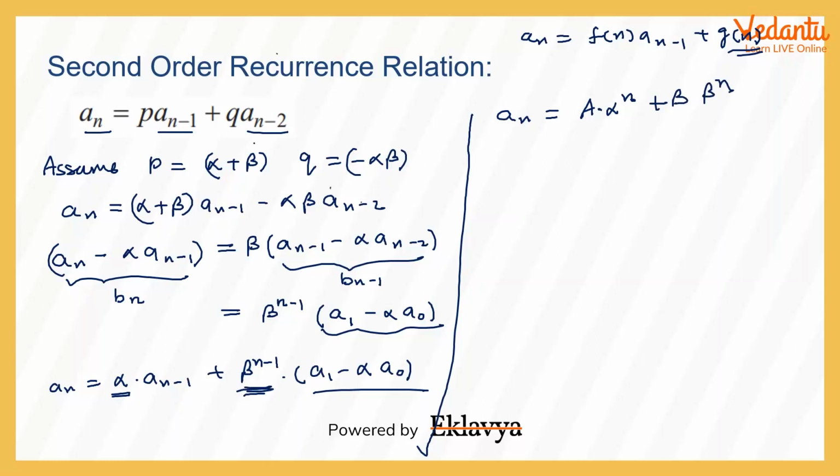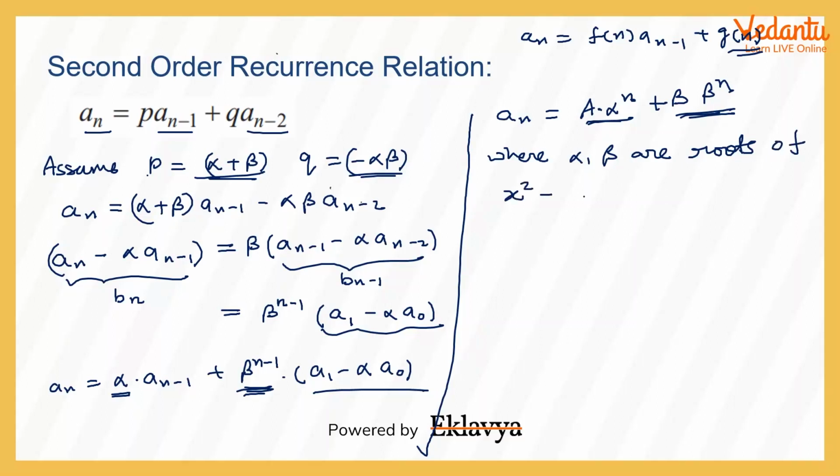So I hope you understand that if this recurrence relation is of second order, then an will actually be the sum of the nth terms of two GPs. And what are these common ratios, alpha and beta? If you notice, I took alpha plus beta as P and alpha beta as minus Q. So please understand, alpha and beta are roots of x square minus px minus q is equal to 0. Can you notice it? Sum of roots will be p, which is alpha plus beta here. Product of roots will be minus q, so that will be alpha beta here.